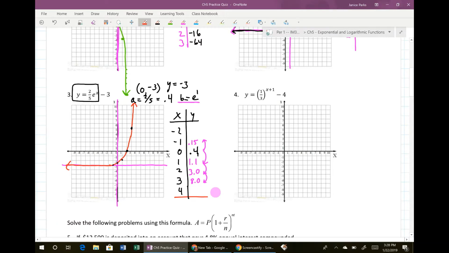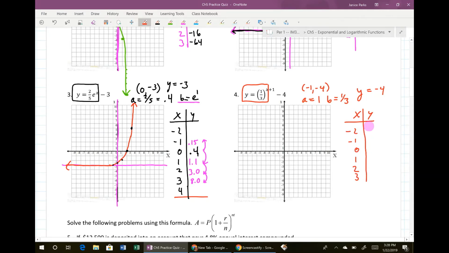For number 4, the HK is everything after the X. So that's a -1, -4. The A value, since there isn't one, is 1. The B value is 1/3, and the asymptote is Y equals -4. For my XY chart, 0, 1, 2, 3, and then -1, -2.